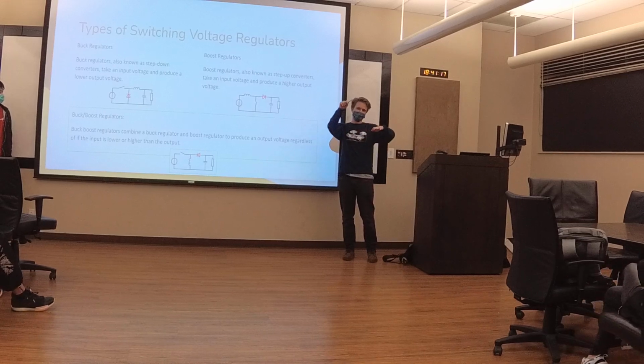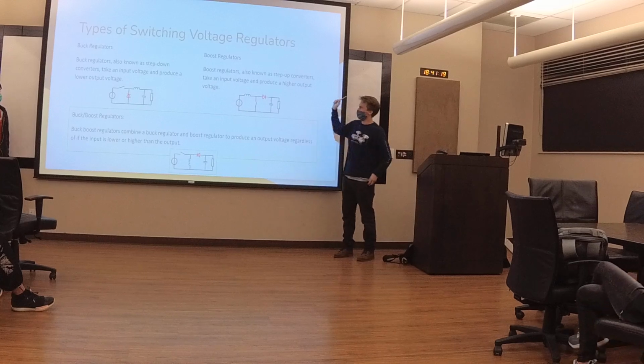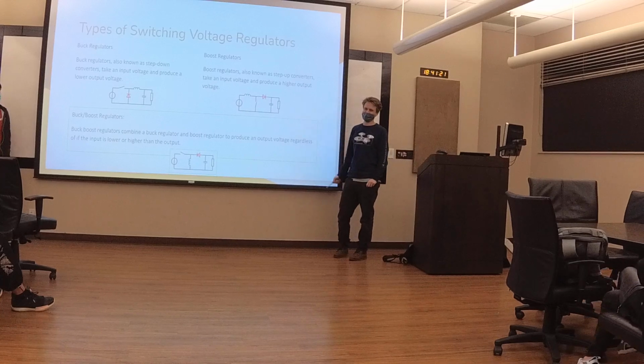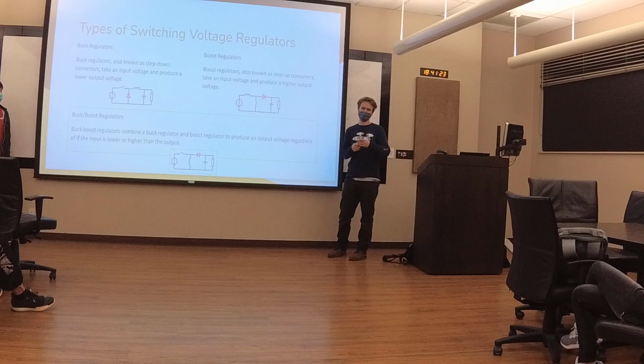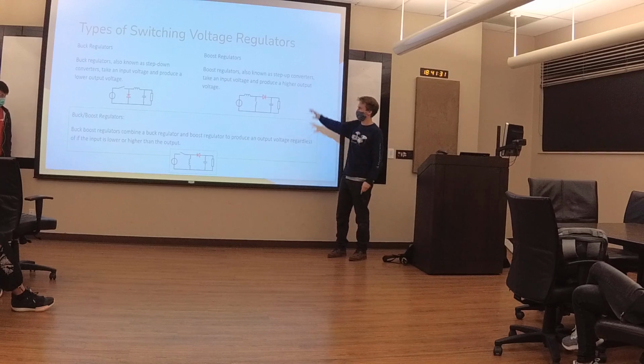Going from like 1 volt to 3 volts is impossible. The other type is a boost regulator. What it does is the opposite of that. It takes a low input voltage and raises it to a high output voltage. So you might have 1 volt on the input and 3 volts on the output. They do this through a combination of magic and analog circuits.